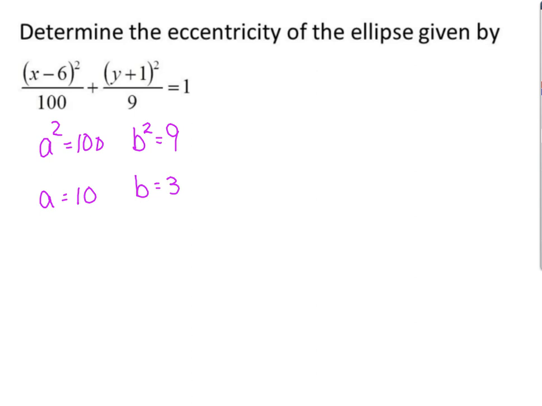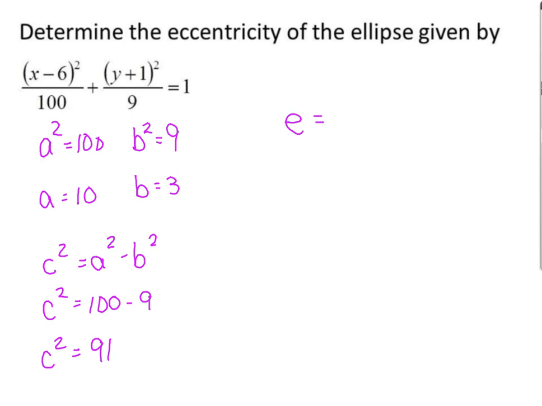But we need to find our c value. Remember, c squared is equal to a squared minus b squared, or 100 minus 9. So c squared is equal to 91. When you go to find your eccentricity, it's just c over a. Our c value is going to be the square root of 91. Our a value is 10.